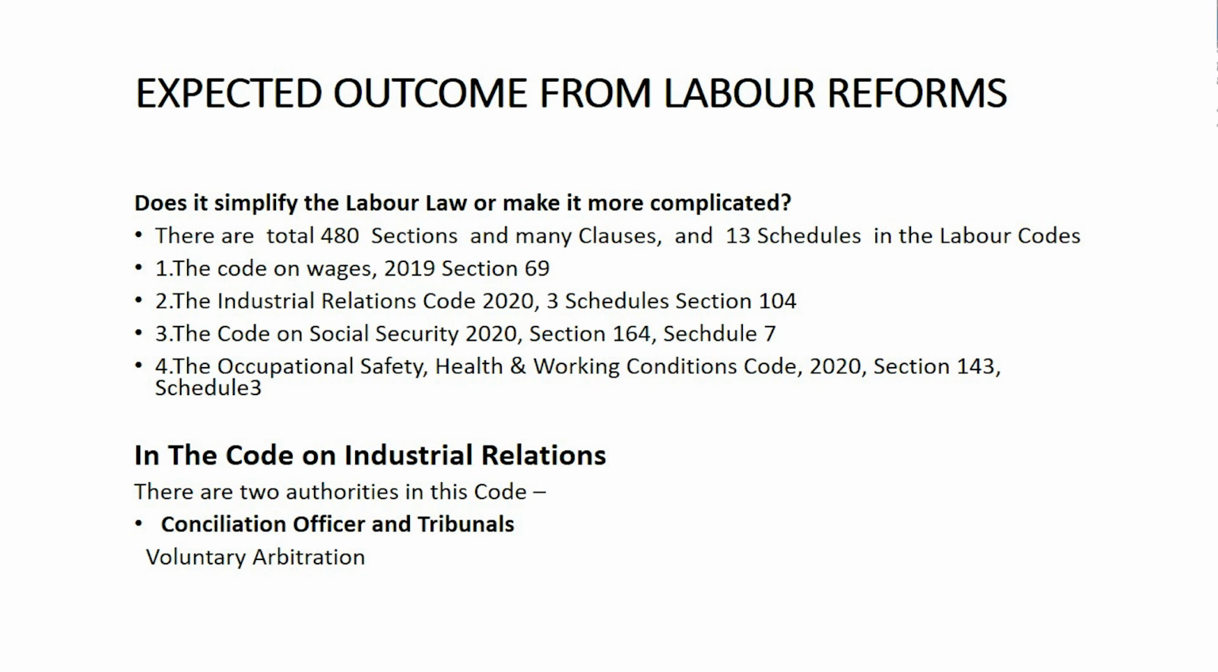So if we are talking about under the Code, we do not have too many authorities, because timely, speedy disposal of cases is the main target. That's why two authorities under the Code have been included: the conciliation officer and the tribunal. We won't have the other non-adjudicating and adjudicating authorities, but we have voluntary arbitration. If both parties agree, they can voluntarily go for arbitration. So we are expecting speedy disposal of cases now.